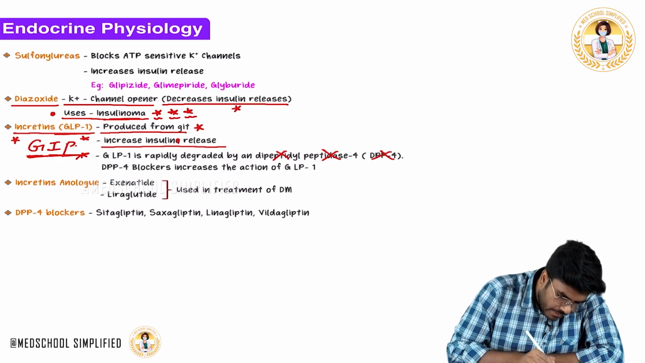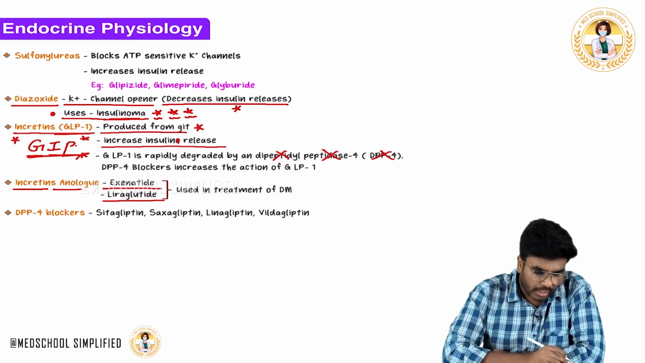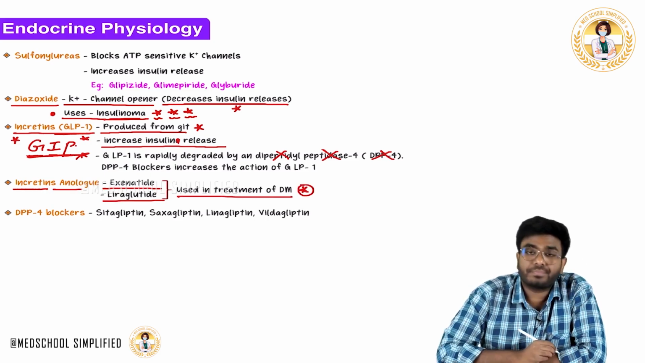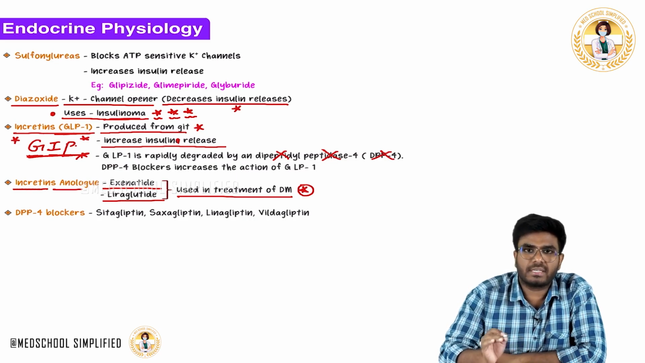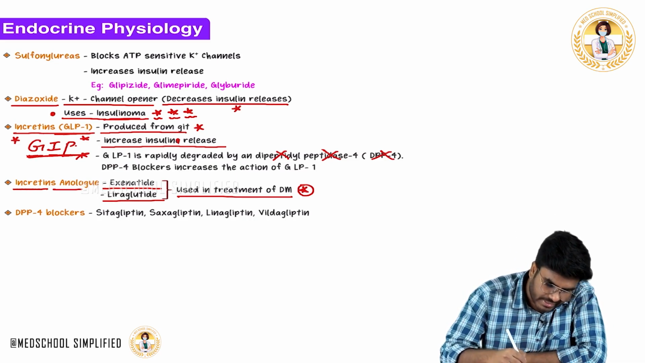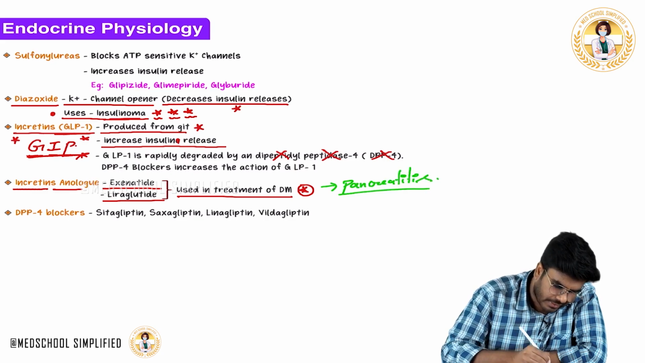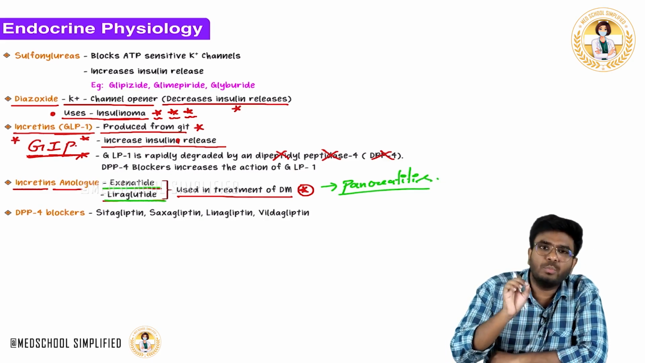So by using this concept, we have made two drugs. First, incretin analogs like exenatide and liraglutide. Yes, they are used in the treatment of diabetes mellitus. They just act like incretin. They will go to the pancreas and stimulate it to release insulin. One of the important side effects of exenatide and liraglutide is that these drugs will cause pancreatitis.